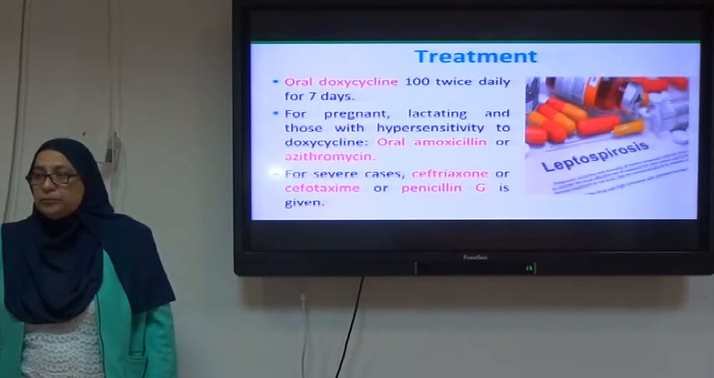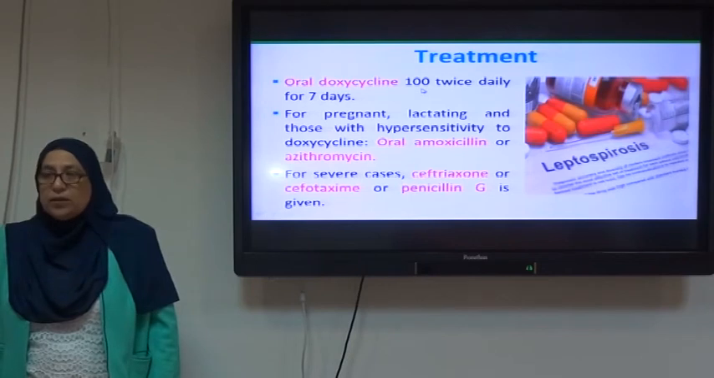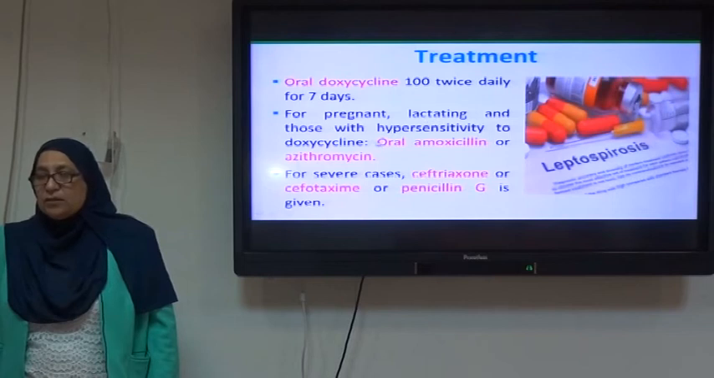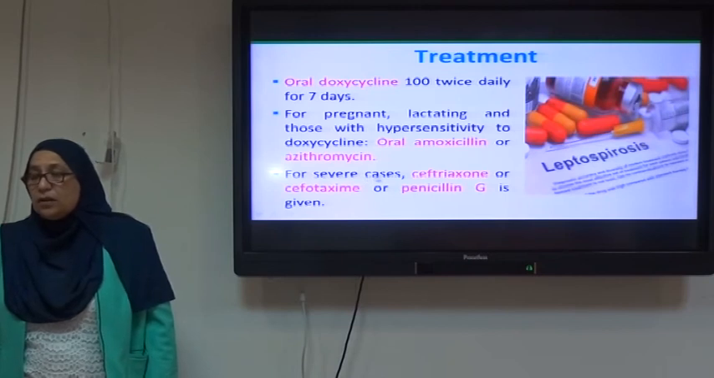Treatment: oral doxycycline 100 milligram twice daily for 7 days. Of course, for pregnant and lactating females, or those who have hypersensitivity to doxycycline, they can take oral amoxicillin or azithromycin. For severe cases, I give injection ceftriaxone or cefotaxime or penicillin G.